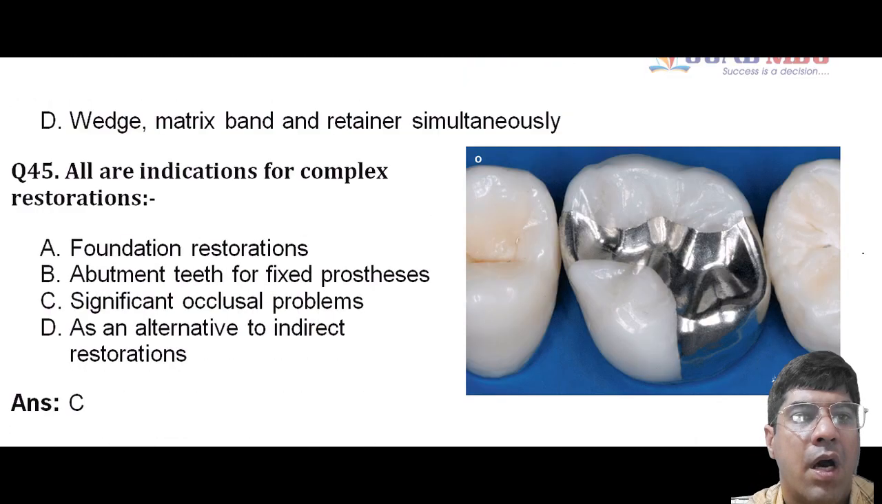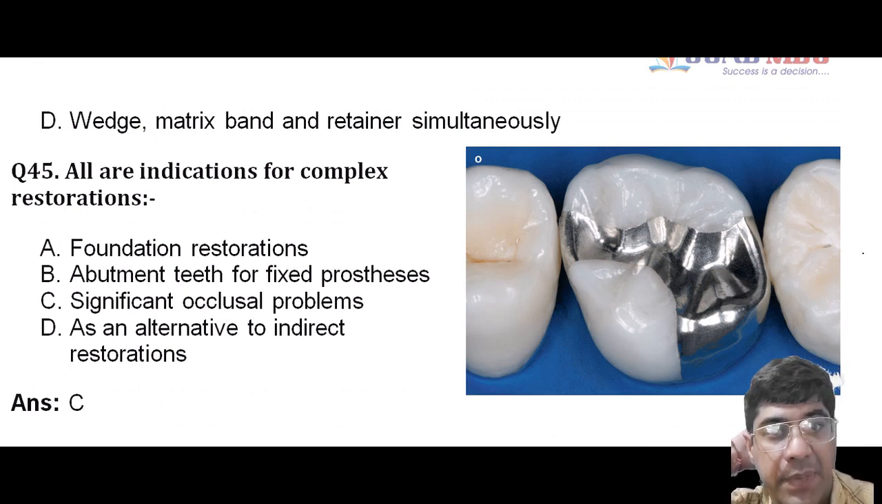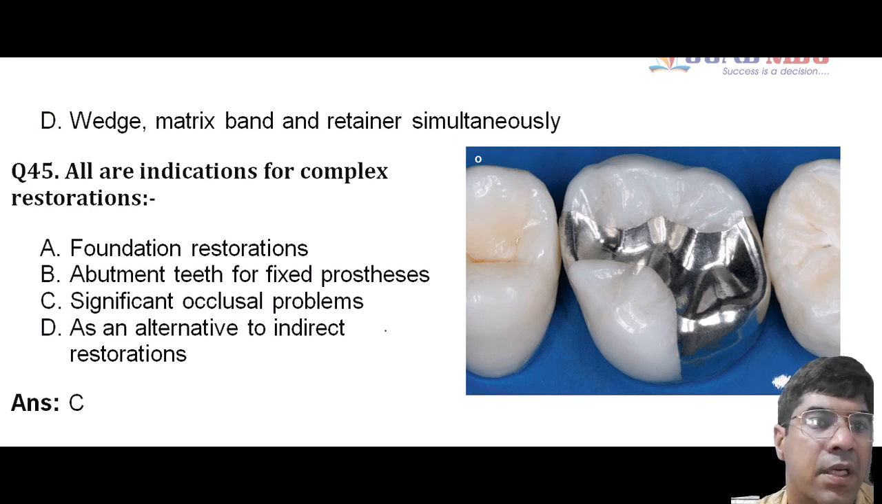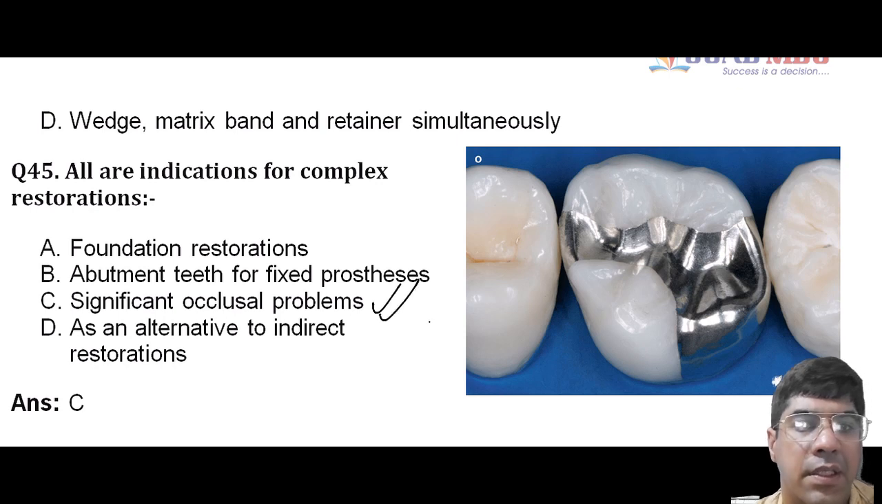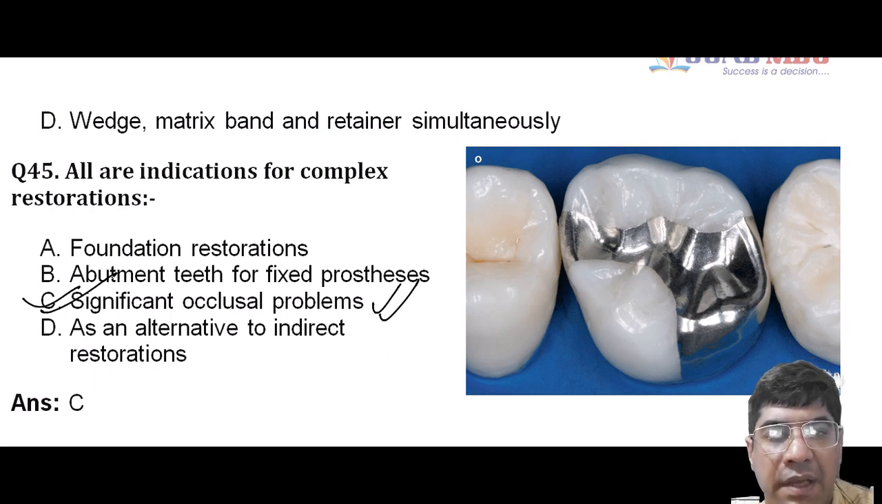The next question: all are the indications for the complex restoration except. So what are the contraindications? If the patient has significant occlusal problems, that is a contraindication. So that is not an indication, instead it is a contraindication. If the tooth cannot be restored properly with direct restoration, that is a contraindication.